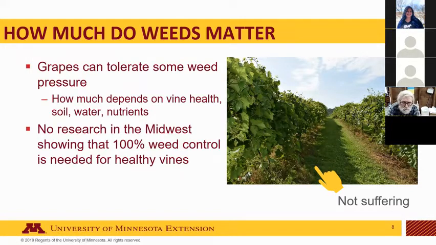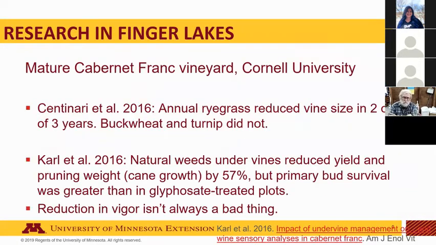There's no research that I know of in the Midwest that shows that 100% weed control is needed for healthy vines. There was some research in the Finger Lakes recently that I found very helpful. It was done by Cornell University, the lab led by Justine Vanden Heuvel. And she did a couple of studies where they put annual cover crops underneath the vine rows. And they wanted to see what is the effect of those cover crops on not just the roots, but on the growth and yield of those vines. And in my master's work at Penn State, I was doing very similar work to this as well.